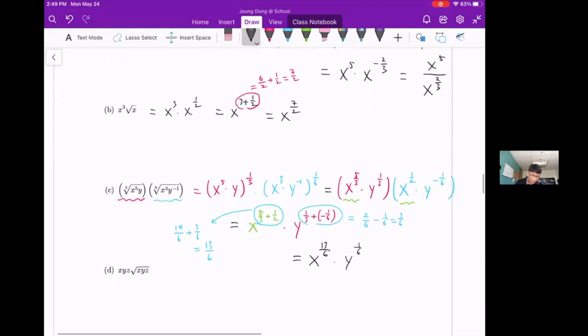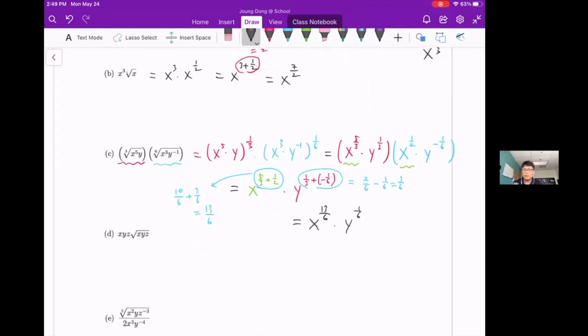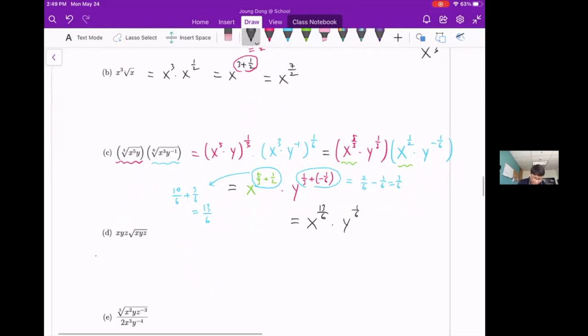And what about D? Wow, getting crazier, right? But don't worry about it. We're going to take care of the square root first, okay? As I told you, square root means power 1/2, right? So this guy can be written as xyz times (xyz) to the 1/2, right? But keep in mind, you don't have to distribute this power 1/2, okay? If you consider xyz as one single base, then we can think of it this way: xyz to the 1.